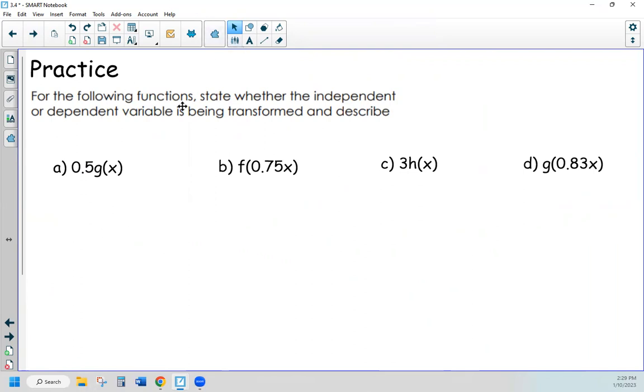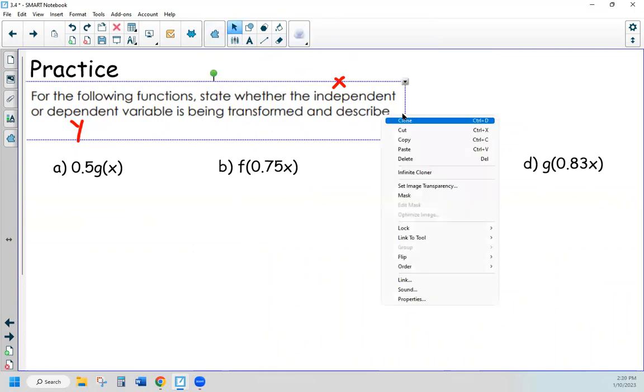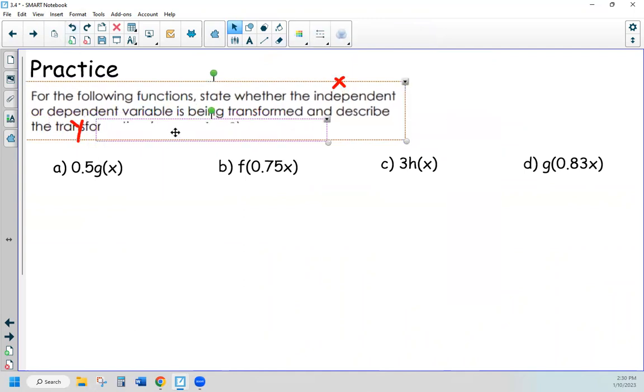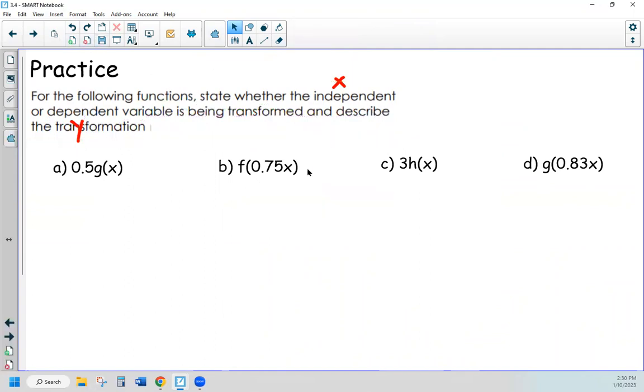All right. So for the following functions, I want you to state whether the independent or the dependent variables are being transformed. And remember, independent is your x because the x doesn't need the y. The y is the one that needs the x. And your dependent is your y. And then after that, tell me what the transformation is. Describe the transformation.